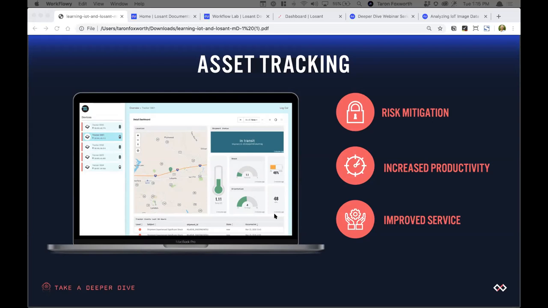But why do we build asset tracking? A, the key thing, risk mitigation. So now that we have this asset on a map and it's going from point A to point B, that's information and a level of insight we didn't have before.